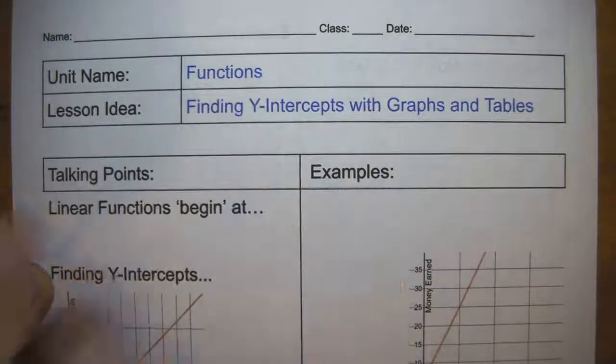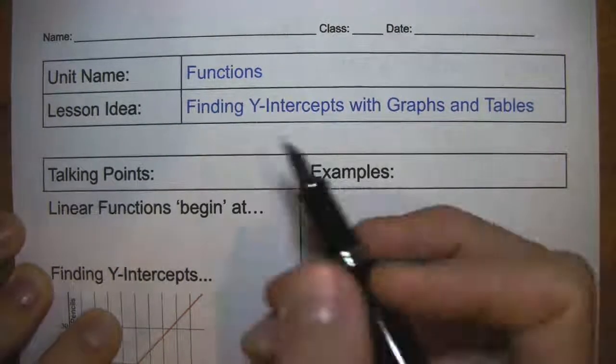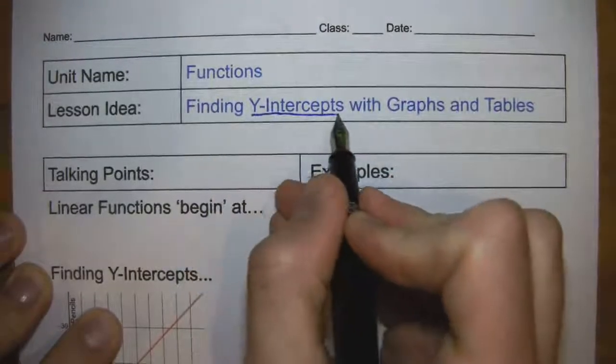We're still in functions. We've spent our last couple lessons looking at slope or rate of change, so how our situation with our linear functions changes. Today we're going to shift gears. We're going to look at something that we call a y-intercept.